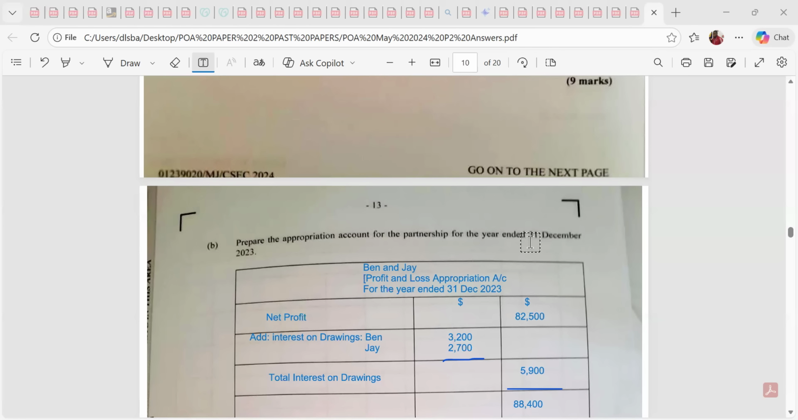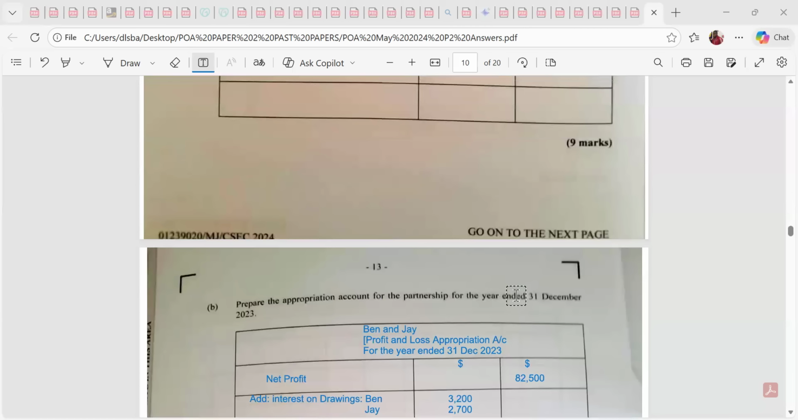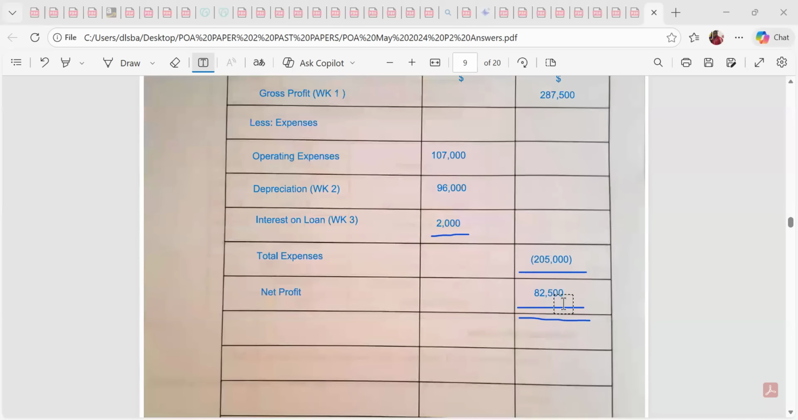You add in interest on drawings, not drawings, interest on drawings. You're subtracting interest on capital, and you're subtracting any salaries or bonuses. Those are the 3 adjustments you're making. So you'll head it up, name of the company, profit and loss appropriation account, for the period ending, for the date and so forth. And then start with the net profit, 82,500 that we calculated.